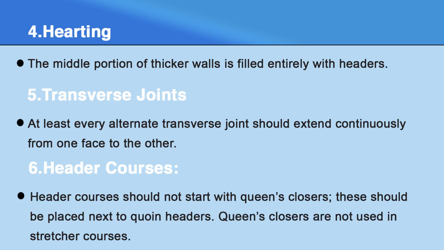The header courses should not begin with a queen closure. Instead, these should be placed immediately after the queen header, that is the first header at the corner of the wall. This arrangement prevents the weak points that could result from starting a course with a queen closure, which might otherwise disrupt the bond's structural continuity. In stretcher courses, queen closures are not used as their inclusion is unnecessary given the orientation of the bricks.